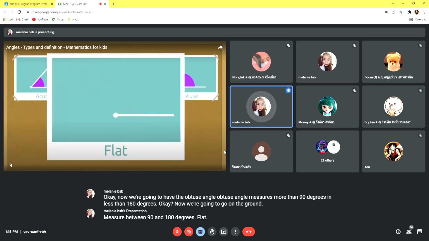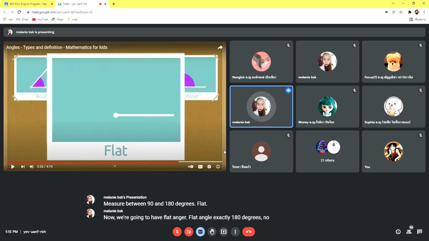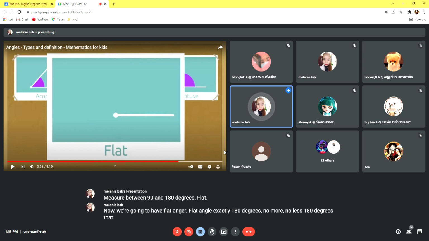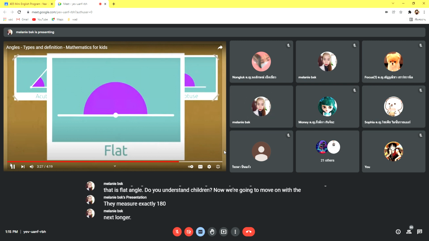Now we're going to have the flat angle. Flat angle is exactly 180 degrees. No more, no less. 180 degrees, that is flat angle. Do you understand, children? Now we're going to move on to the next angle.